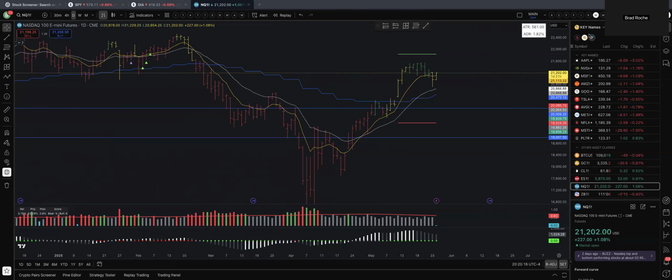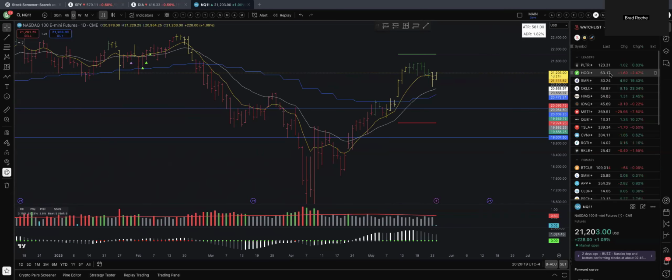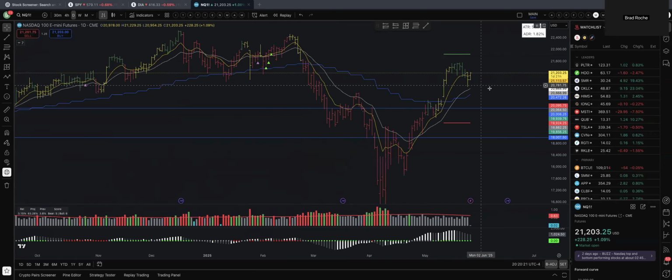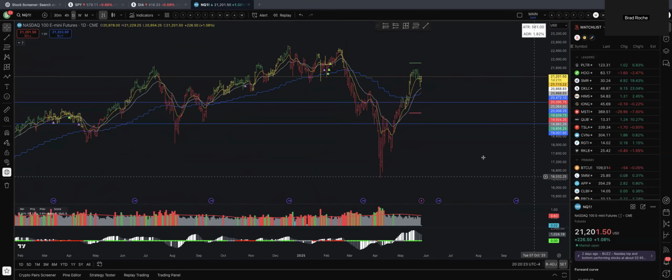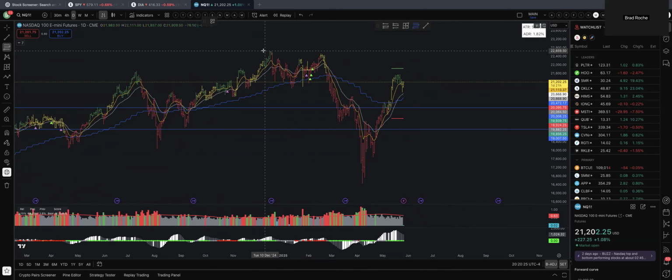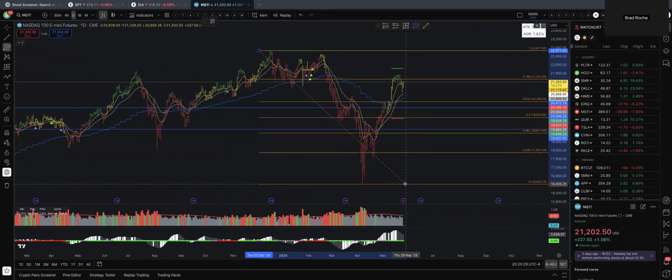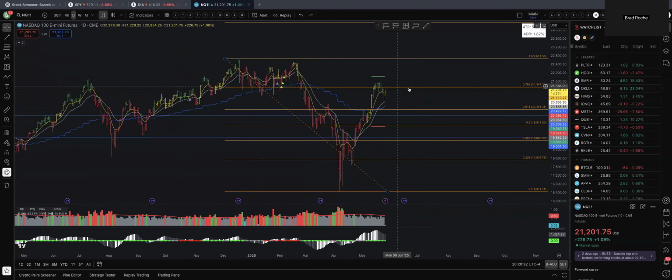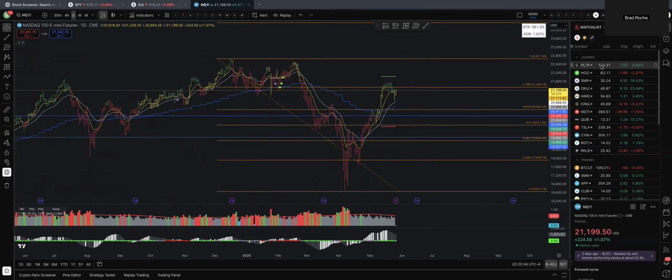NASDAQ continuing to push. One thing I do want to see here though, retracement. Yeah, we're at the 786. Okay, so then a few more here that I'm paying attention to.